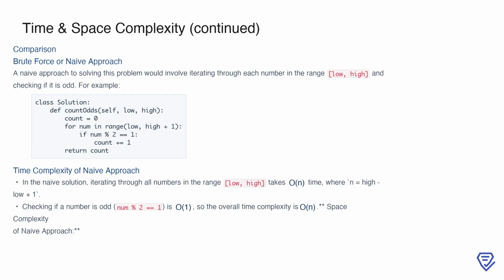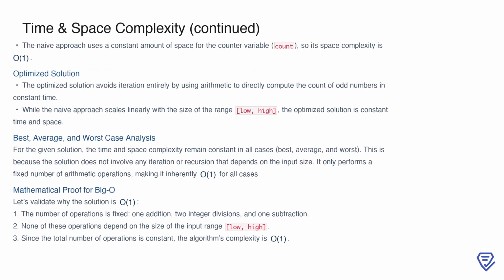This is because we perform an iteration for every number in the range, and the modulo operation to check if a number is odd is O(1). As a result, the overall time complexity of the naive approach becomes O(n). In terms of space complexity, the naive approach still has O(1) complexity because it only uses a single counter variable to store the result. However, the optimized solution provides significant advantages.